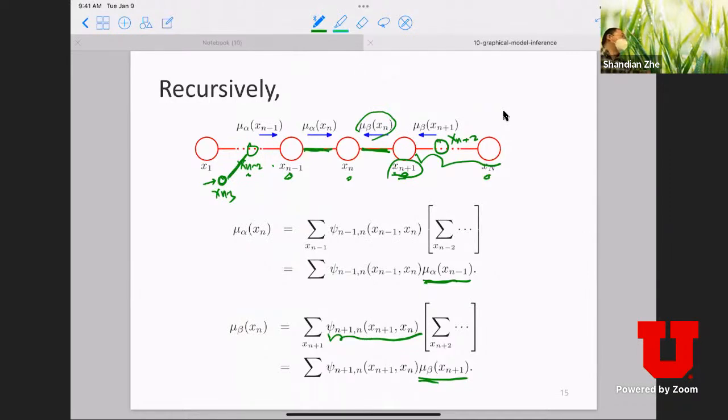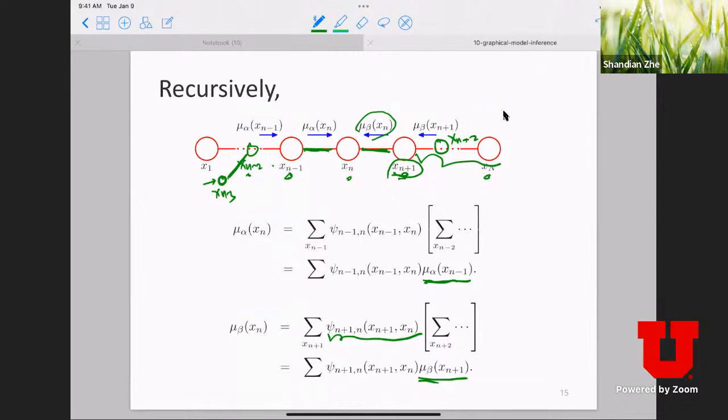Here, let's assume there's no cycle. Later we'll talk about what happens if there's a cycle. If there's a cycle, then this computation is not accurate, it's not correct. Because with no cycle, you can decompose this summation in this nested way. Otherwise, you cannot decompose it. Does it make sense?